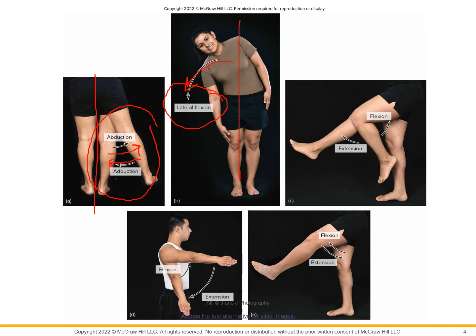For straight flexion and extension, I'm going to use the knee here and say that flexion is when I'm decreasing the angle of the joint. So there it is here. Extension is where I am increasing the angle of a joint. So I'm straightening my leg.